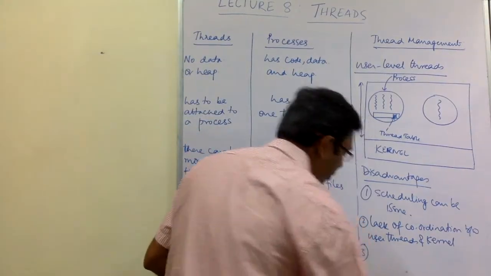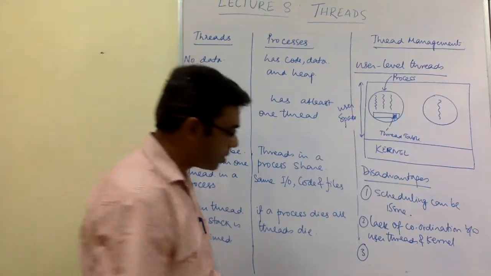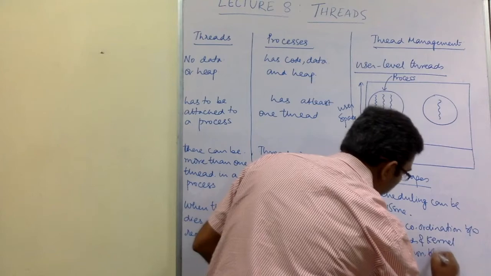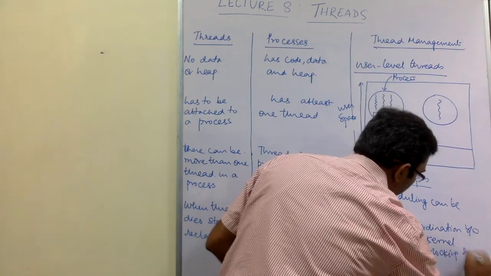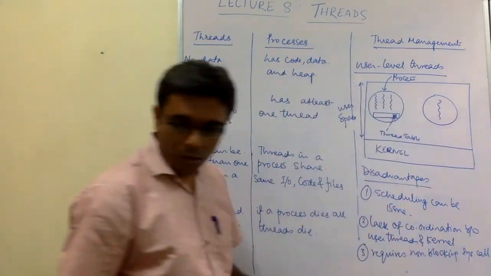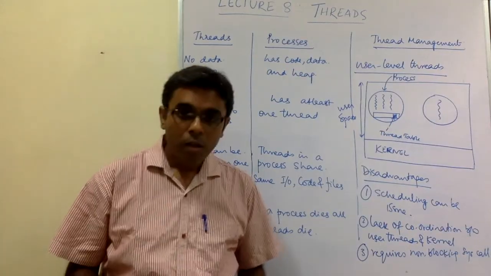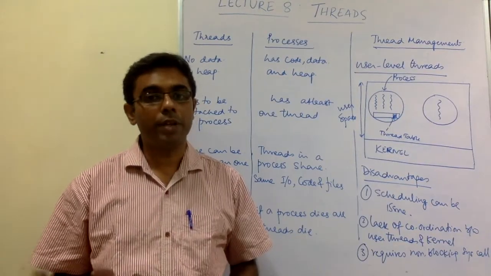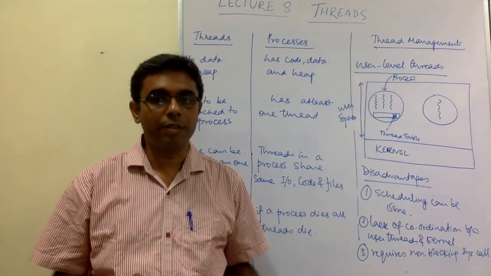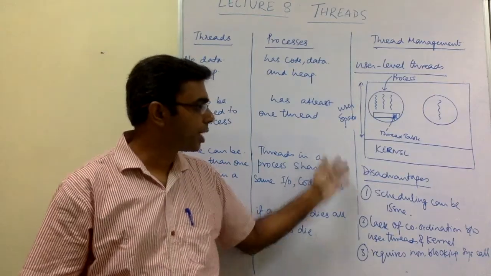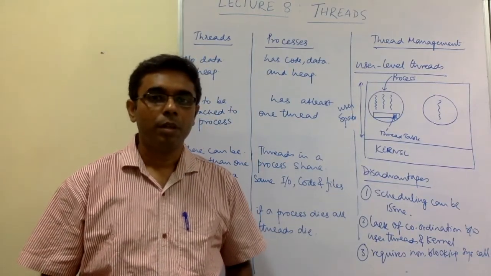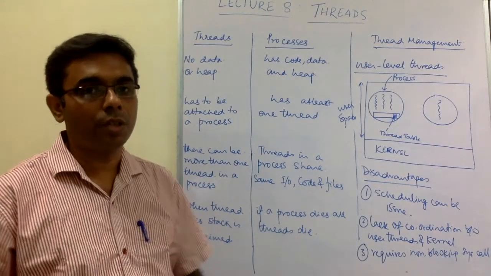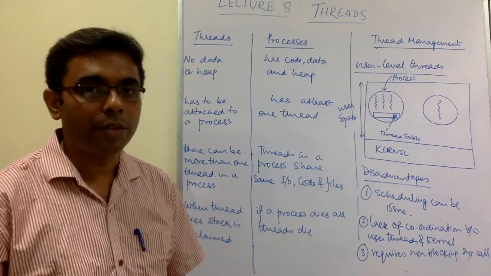And then it requires a non-blocking system call. It means if a certain thread invokes a system call, then all other threads have to wait. So that's a problem with this kind of approach. These are the three basic disadvantages associated with user level thread management.